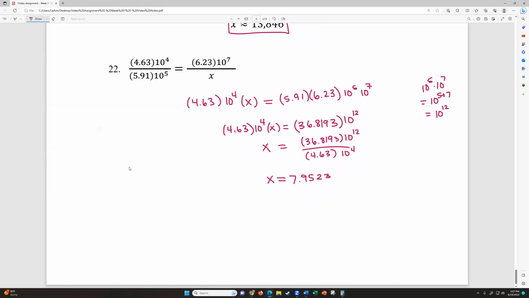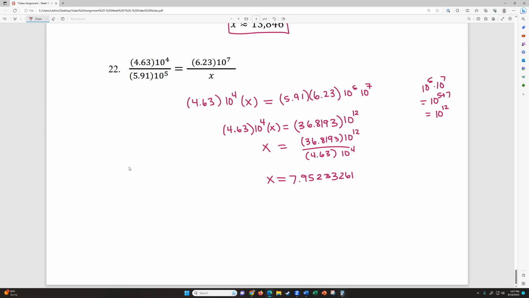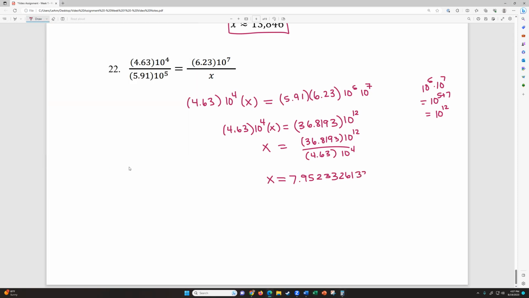95233. And then we have 261. 339, and I'm going to stop there. Hopefully that'll be enough, and then I'll put my dot, dot, dot. It keeps going. And then this is subtraction again, because remember, dividing same bases.